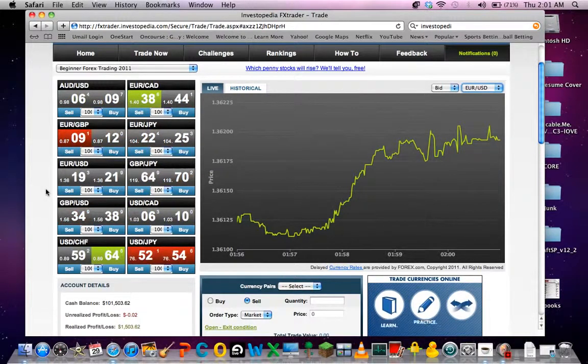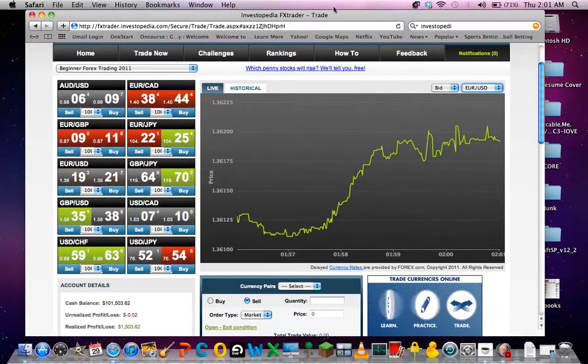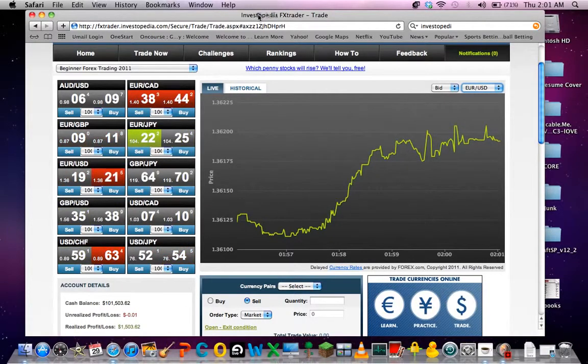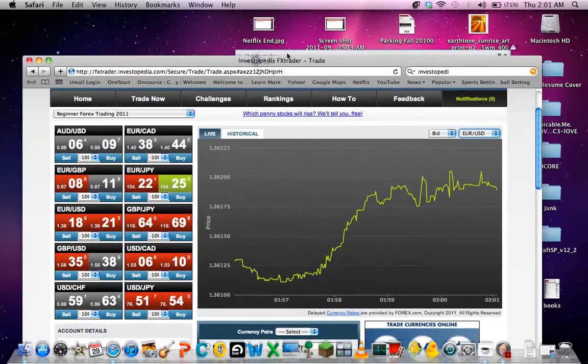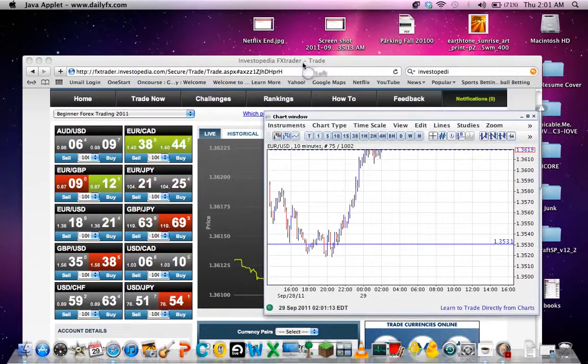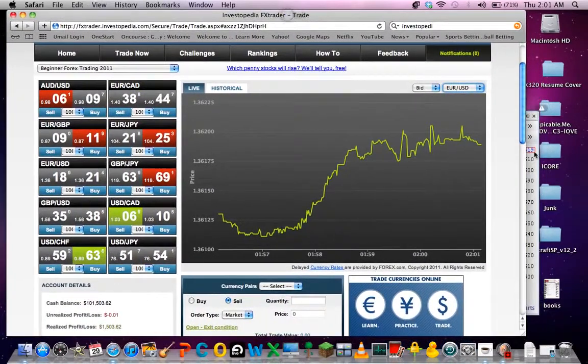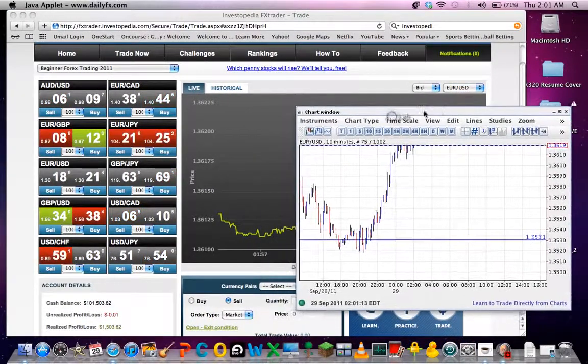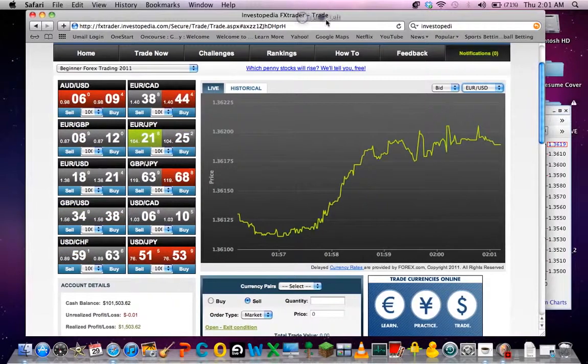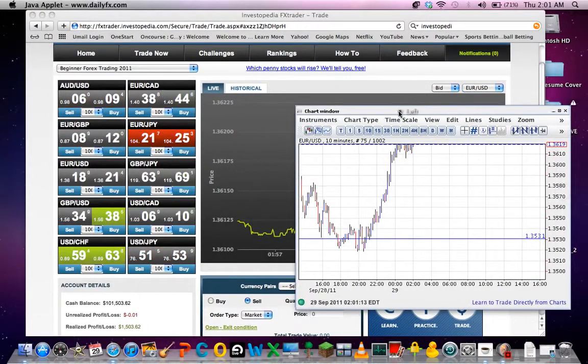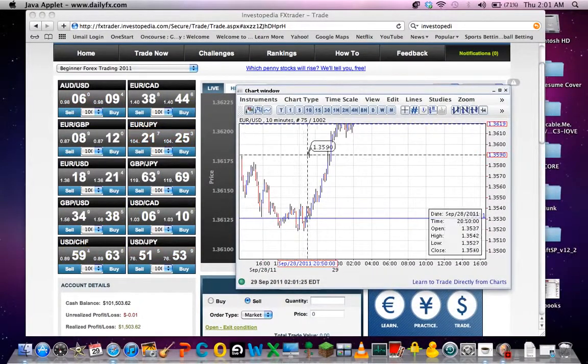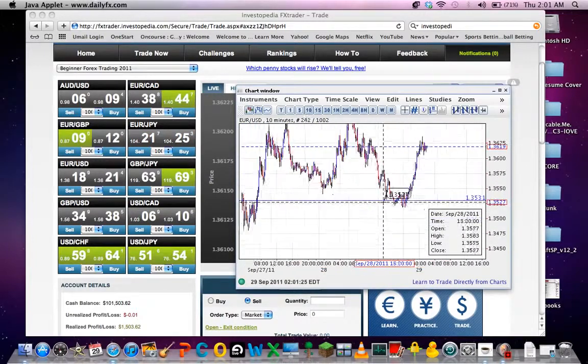And so depending on what you are speculating that the market is going to do, depends on which trade you want to make. So let's open up a better chart here that's from dailyforex.com. You can get this for free as well. So let's look at euro to the US dollar. That's the most commonly traded pair.